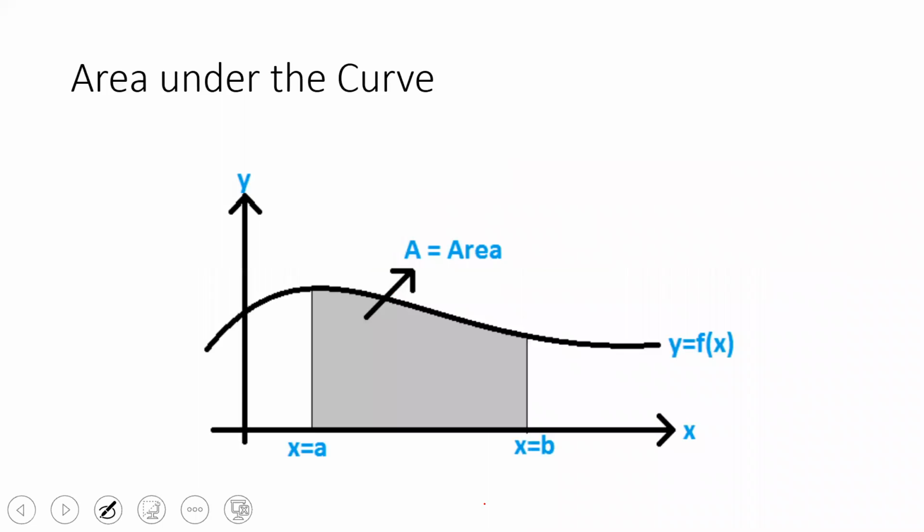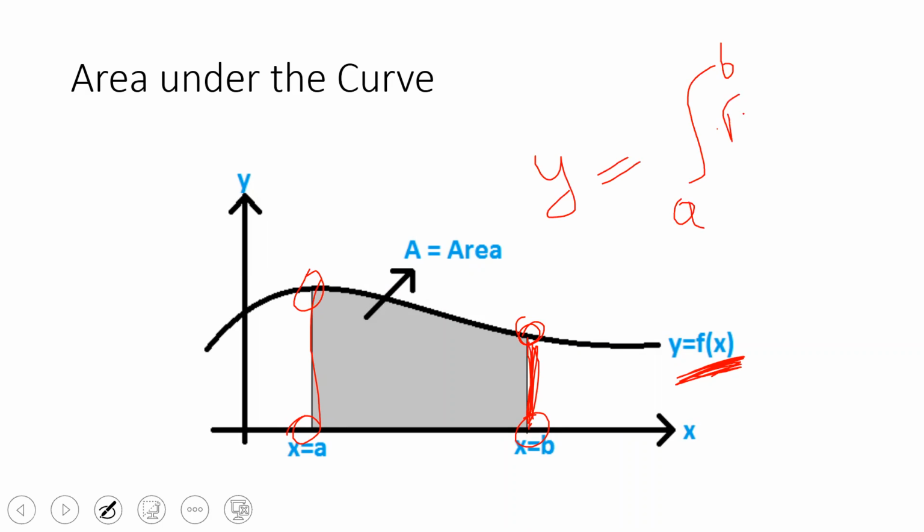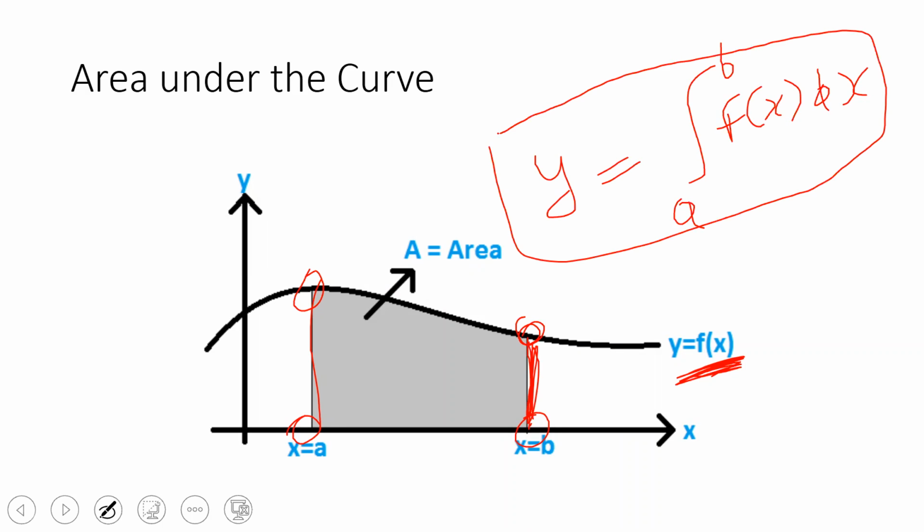Now suppose we have a curve, and I want to find the area under the curve from this part to this part. The equation of this function is f(x). So how will I find the area from a to b? We'll do the integration, no? We'll do the integration from a to b of f(x) dx.